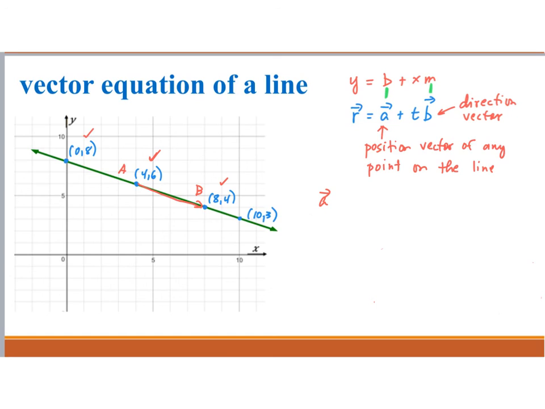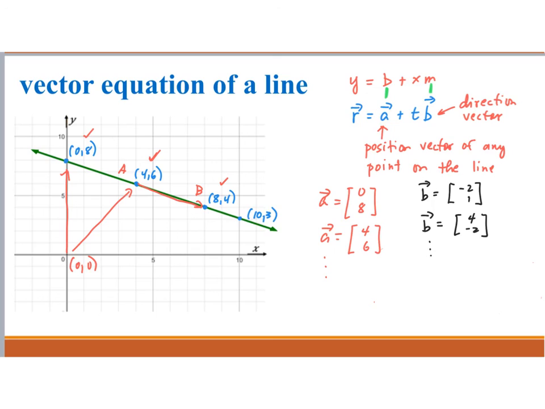Remember that your origin is 0, 0. So the position vector of 0, 8 from the origin would be 0 minus 0 is 0, 8 minus 0 is 8. And another possibility for A, if we choose 4, 6, will be the position vector of that point from the origin: 4 minus 0 is 4, 6 minus 0 is 6. And this could go on and on and on.